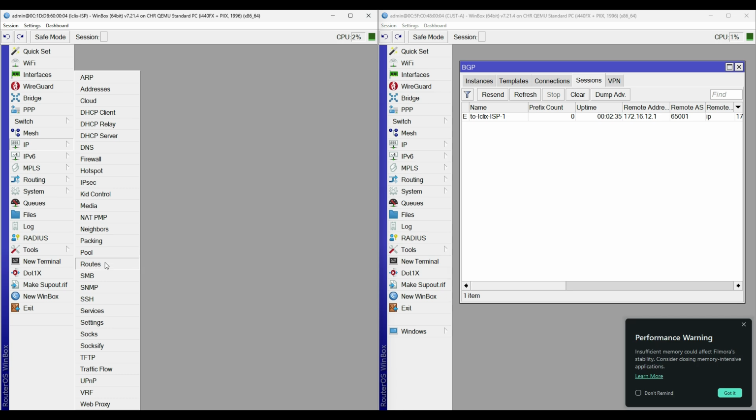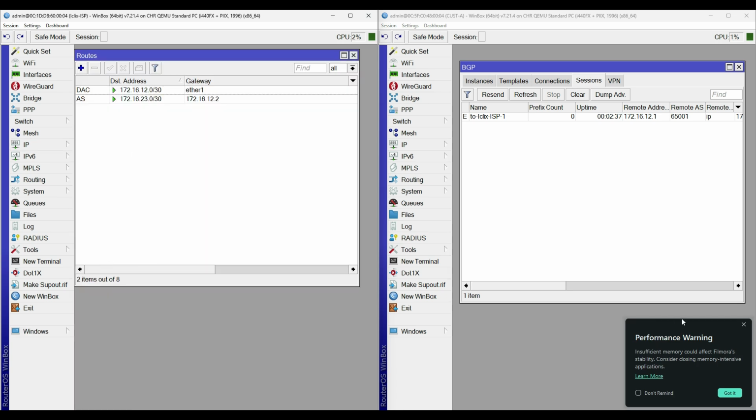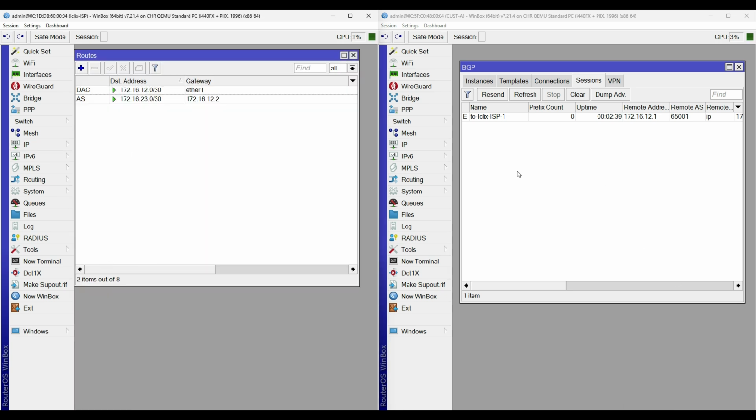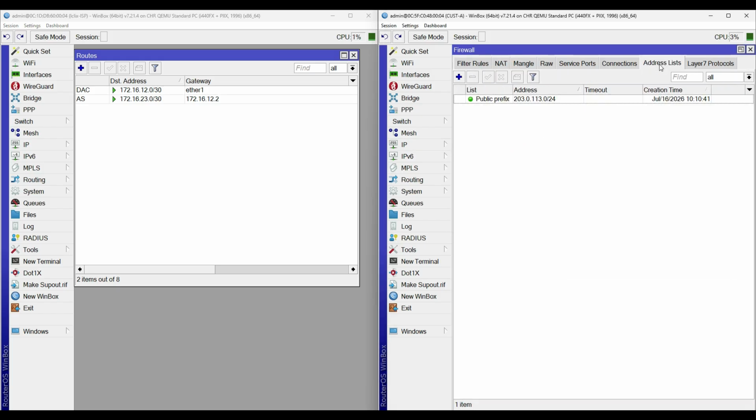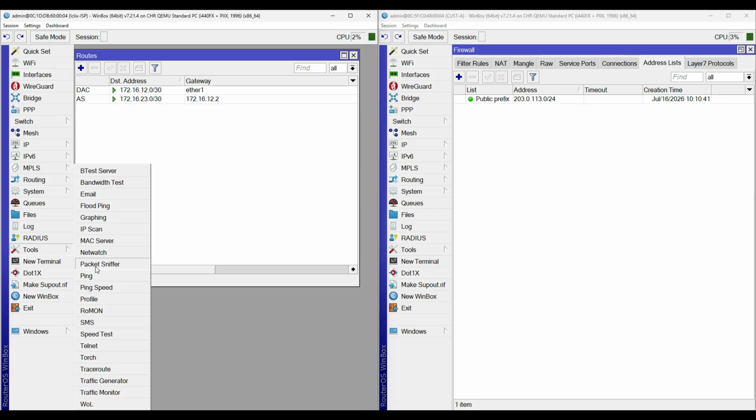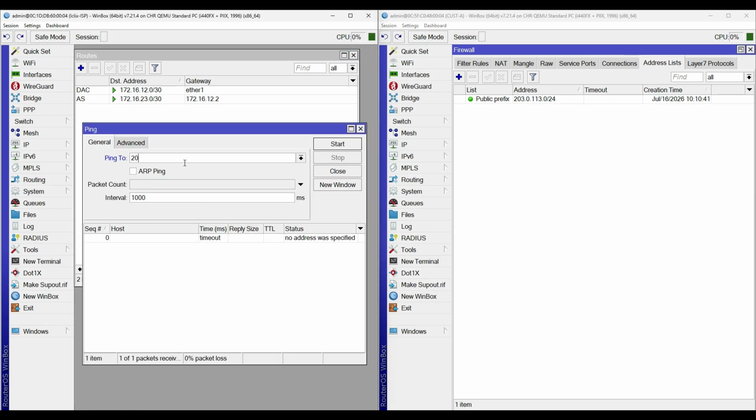The customer will advertise a separate public IP prefix, such as 203.0.113.0/24, to the ISP. This matches how BGP is commonly deployed in ISP environments.